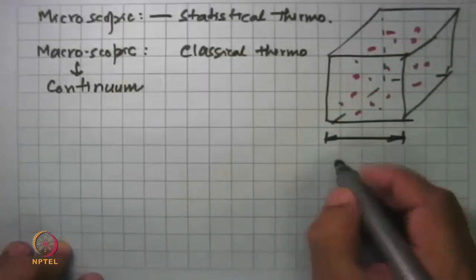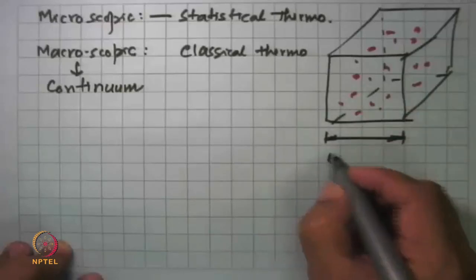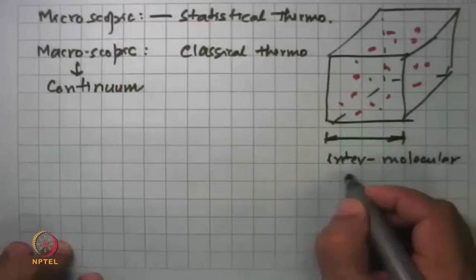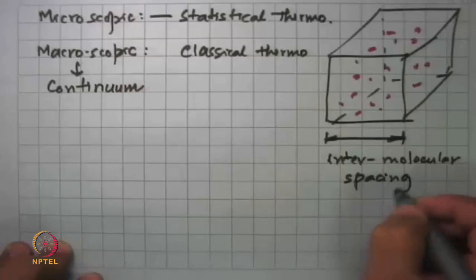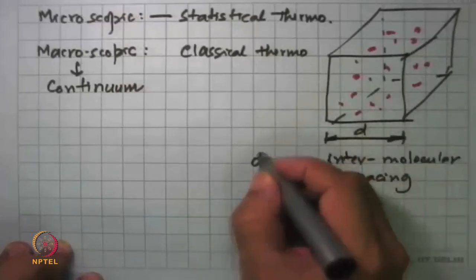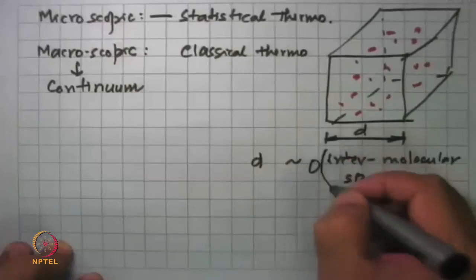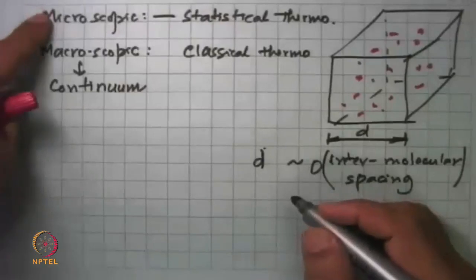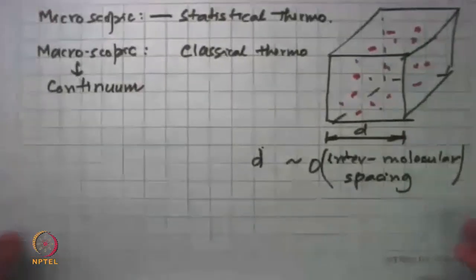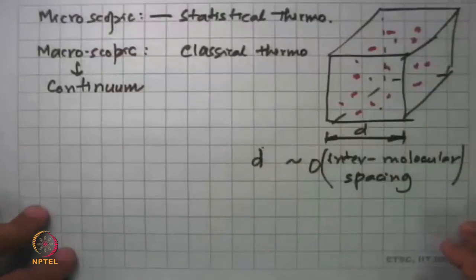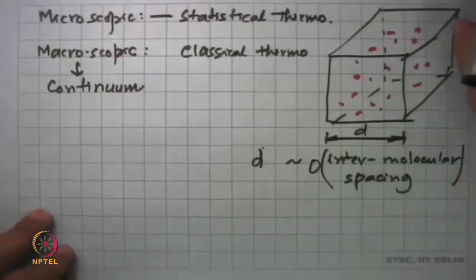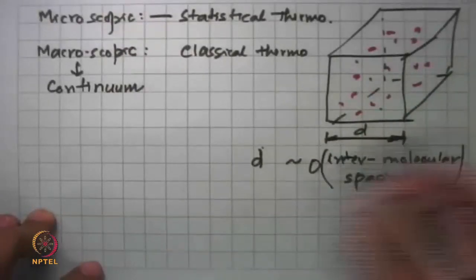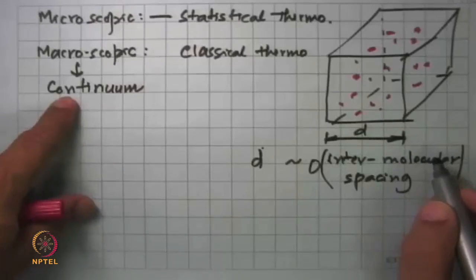If this dimension were of the order of the intermolecular spacing, here we call this distance d. If d is of the same order of the intermolecular spacing, then we end up in the microscopic approach. We do not have a continuum, and everything we learn cannot be applied. So if you are looking at, in today's age and time, nanotechnology and microtubes and nanotubes, where the dimension is of the order of this, then this approach is not suitable.